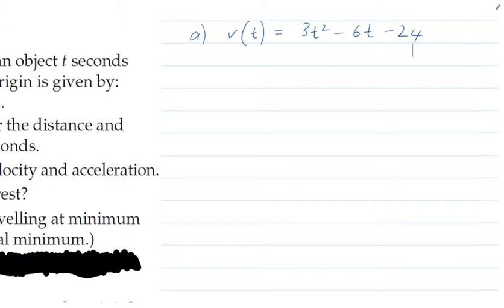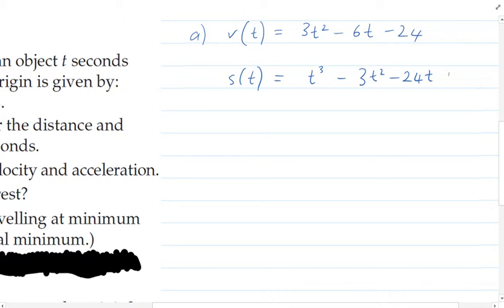Okay, so let's integrate it to find a function for distance. What we're going to do is raise the power by 1, so I'm going to raise my power up to 3, and divide by the new power. Because I'm dividing 3 by 3, they cancel out. I'm just left with t cubed. Then we've got t squared, and 6 divided by 2 is 3, and then we've got minus 24t. I'll talk about this more when you get to integration, but we have to include a constant of integration.